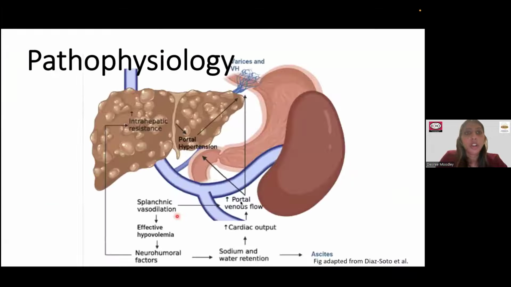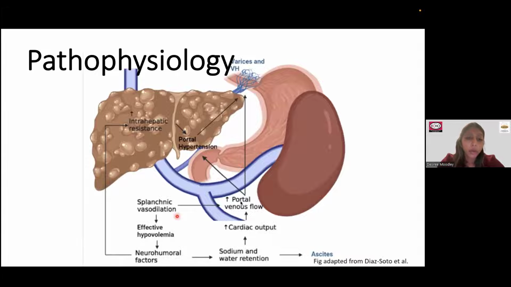So just to start at pathophysiology, portal hypertension is a consequence of increased intrahepatic resistance. This is due to architectural impairment from cirrhosis, microemboli, as well as increased vascular tone from reduced nitric oxide. In the setting of portal hypertension, you get splanchnic vasodilatation, and this results in increased portal venous inflow.